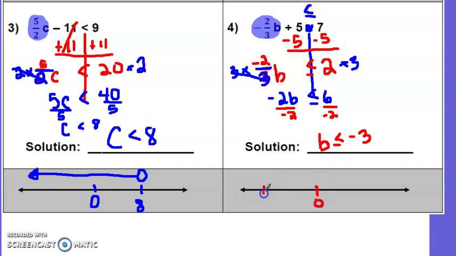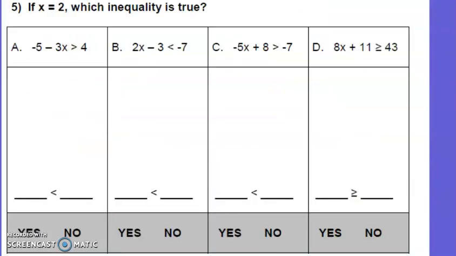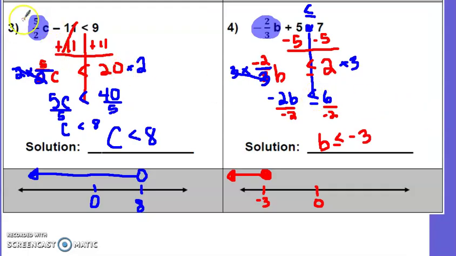So 0, then we go negative 3, and then that right there tells me that it's a closed circle going to the left. So please be careful whenever you're solving these. Remember that we want to look to see if they are positive or negative. That'll tell us whether or not to flip the inequality. And then whenever we get to this step right here, make sure that you read the fraction with the operation divide by. That'll let you know what your inverse operation is.